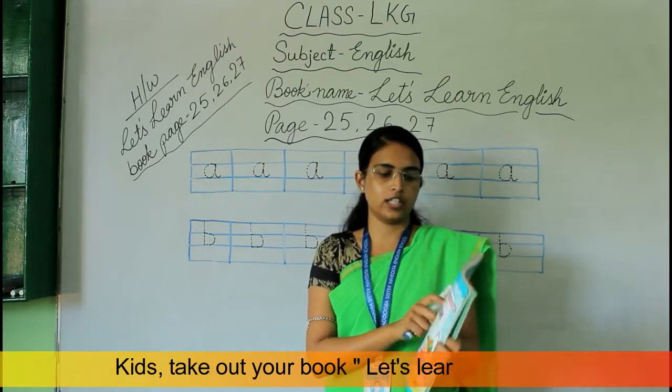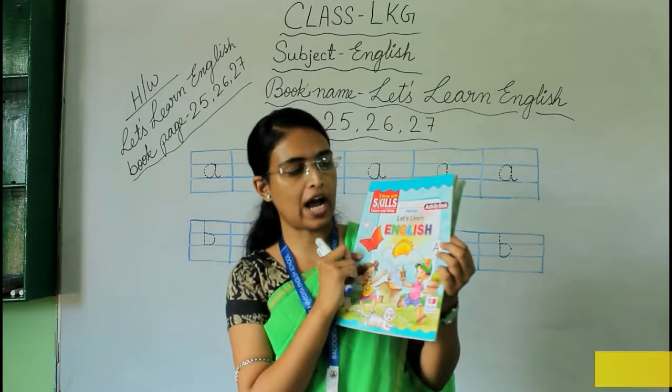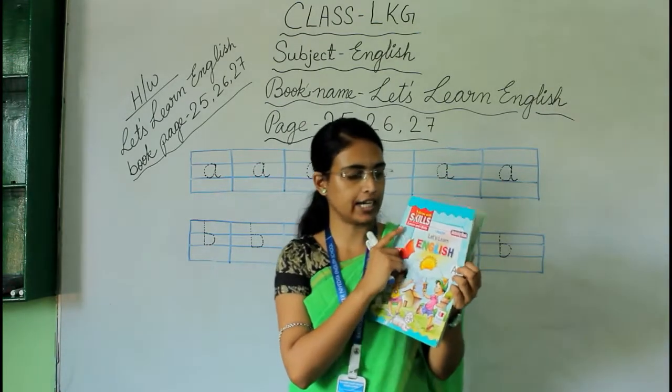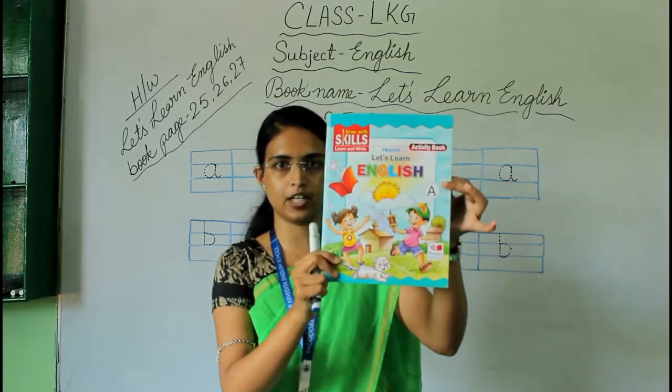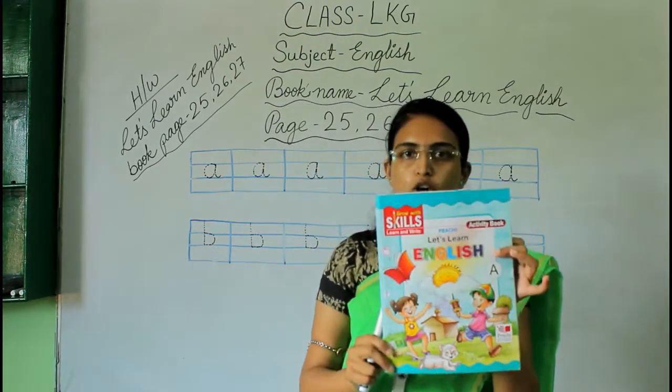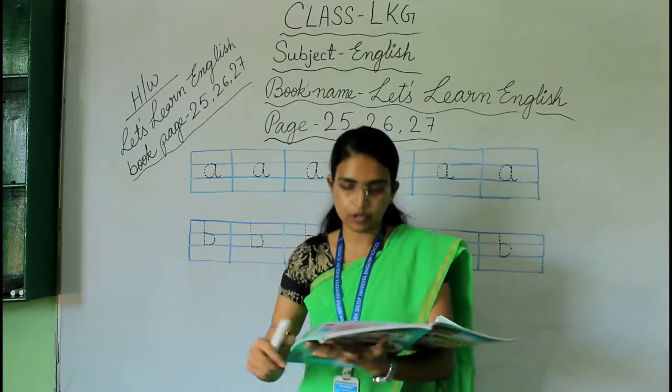Okay? So this is your English book. For English, which book do you have to take out? You have to take out Let's Learn English. This one, this book. And with this book, take out your pencil also. Now open page number 25.